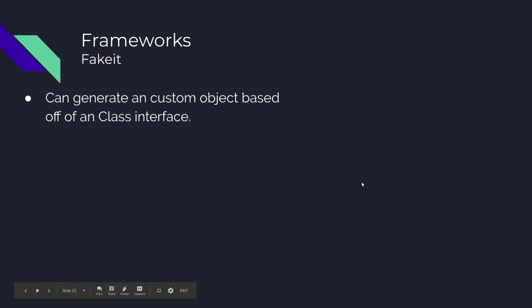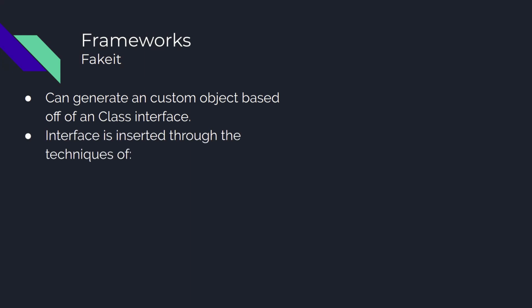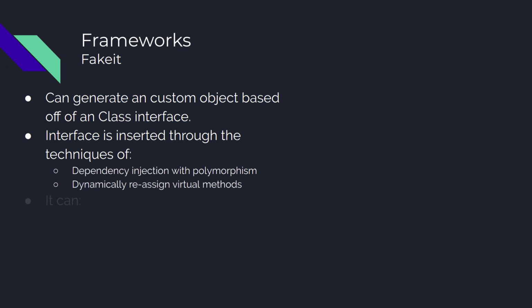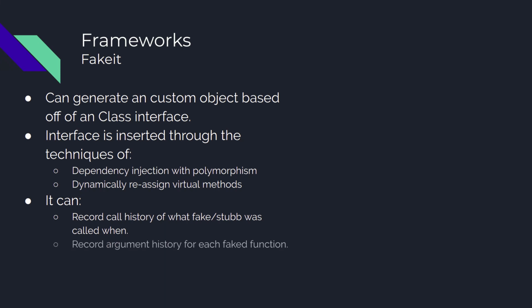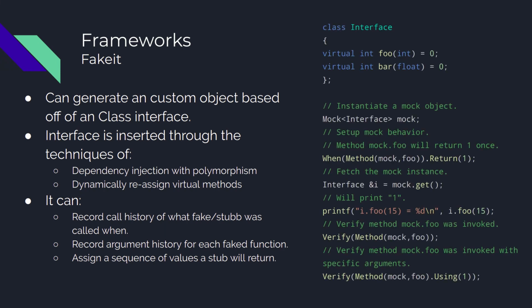Fakeit is another framework, and it can generate custom objects based off of a class interface. The interface is inserted through the technique of dependency injection with polymorphism, dynamically reassigning virtual methods, and it can record the history of what function or stub was called, and record argument history for each faked function. It can also assign a sequence of values to a stub's return value. So you can, in a sense, create a chain of stubs where it iterates through each one of those chains. You can do a lot more than what we're just specifying here. You can look into its documentation, but here's a quick example.